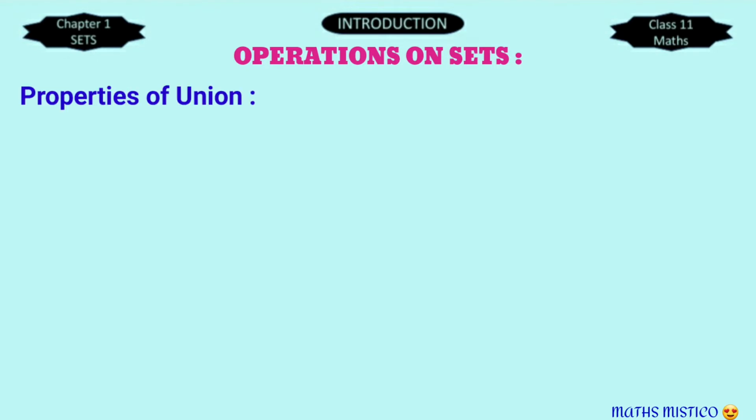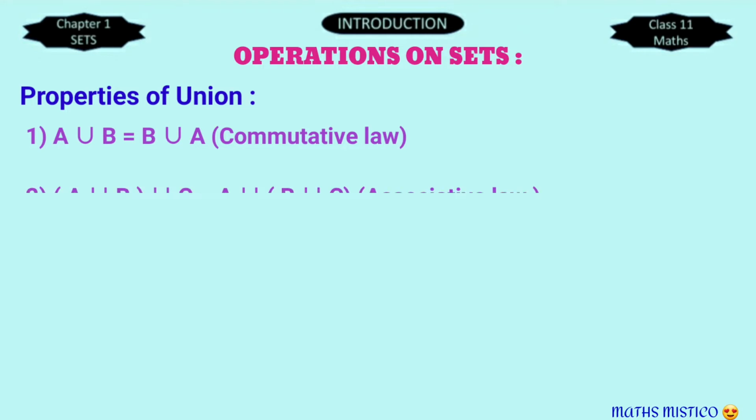Let us discuss some properties of this operation of union. You can relate some of them to the properties of addition and multiplication of numbers. Like first one is commutative law, which says A union B is equal to B union A. Second one is associative law, which says that we can take the union of any two sets first and then the union of the resulting set with the third one.